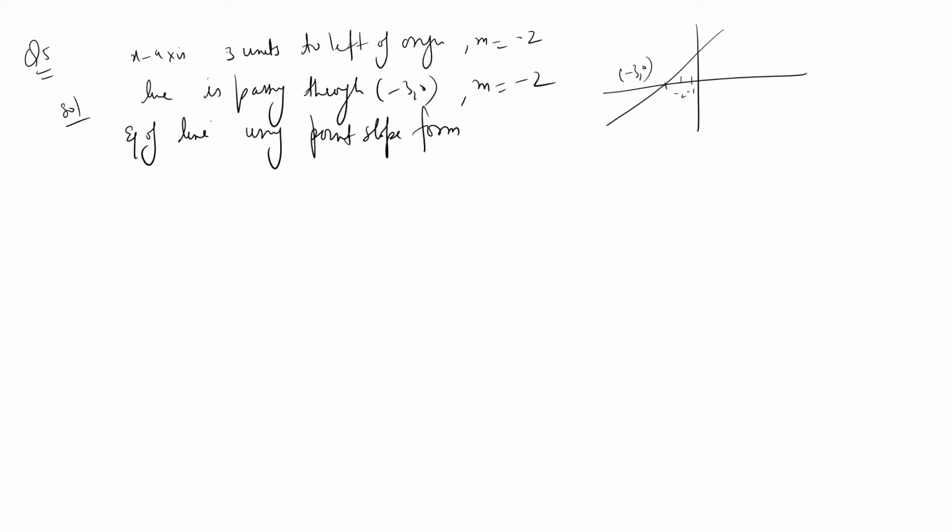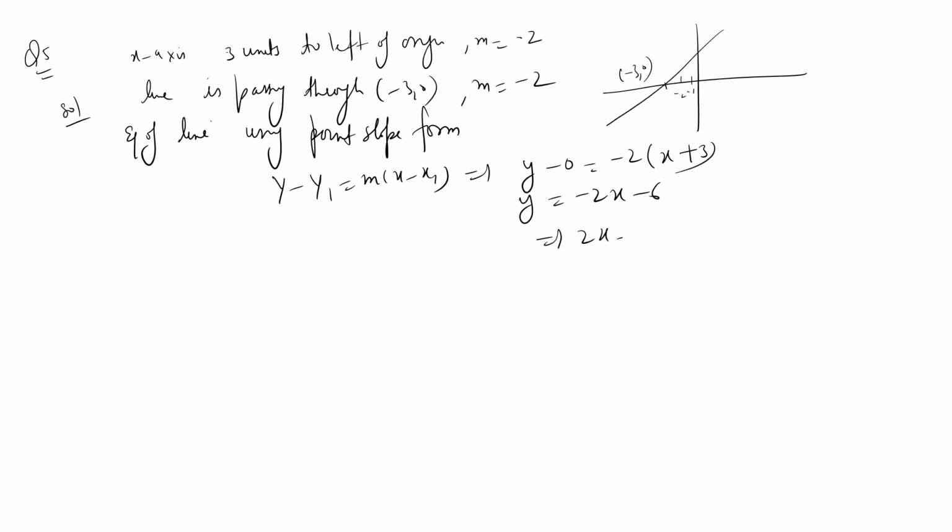So point slope form is y minus y1 equal to m times x minus x1. So the equation will be y minus 0 is equal to minus 2 times x plus 3. So y is equal to minus 2x minus 6, which implies 2x plus y plus 6 equal to 0.